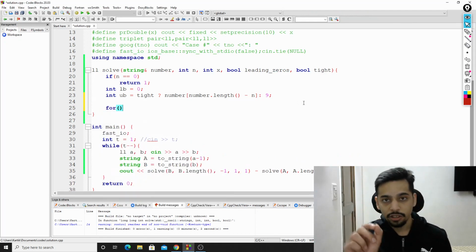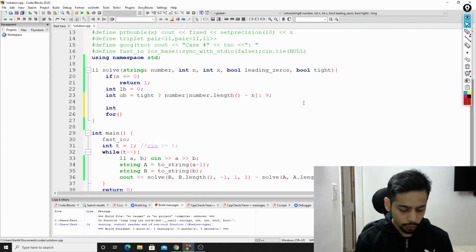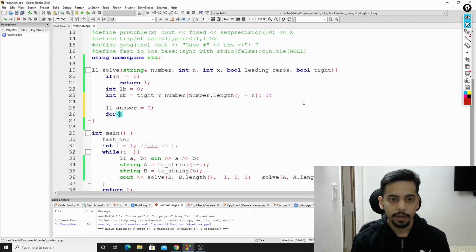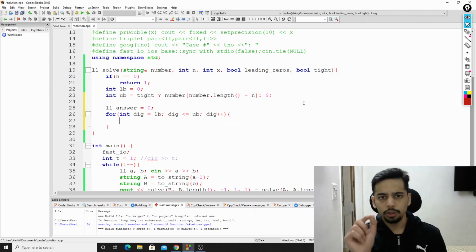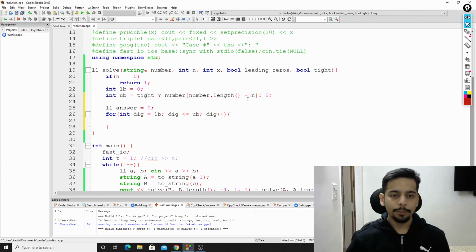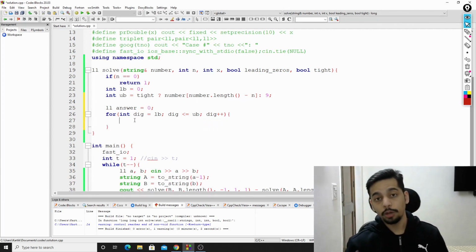Now I'll try putting in each digit at this position, meanwhile finding out what my answer is. So let's say my answer is long long answer. Currently there are 0 such numbers that I've counted, but now one by one I'll start counting more numbers. So I'll put in digit equal to lb, for every digit starting from lb, digit less than or equal to ub, and digit plus plus. I'll put in a digit at this position now. Okay. So let's say I put this digit at this position. Also remember that digit could not be equal to x unless leading zeros is equal to 0, right?